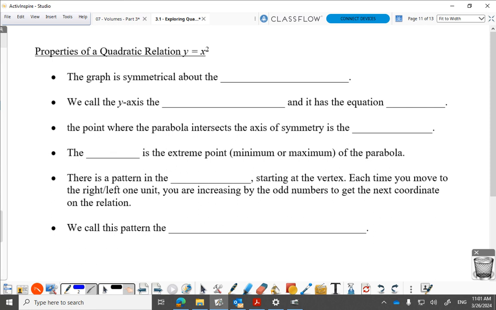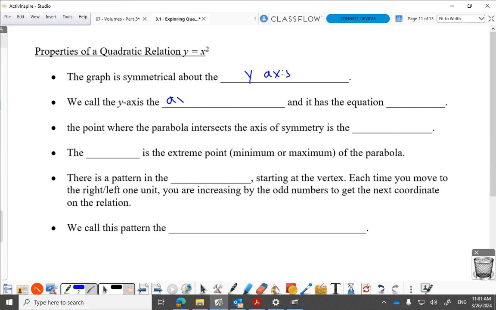A review of everything we've seen so far. The graph is symmetrical about the y-axis. It's the same on the left of the y-axis as it is on the right of the y-axis. We call the y-axis the axis of symmetry.